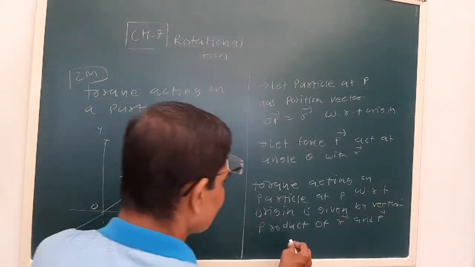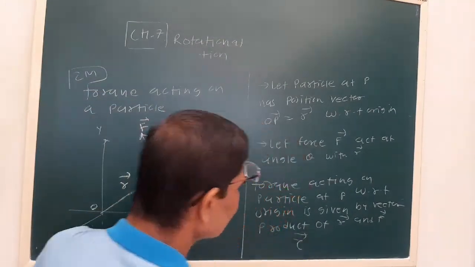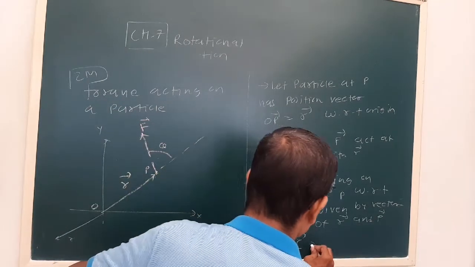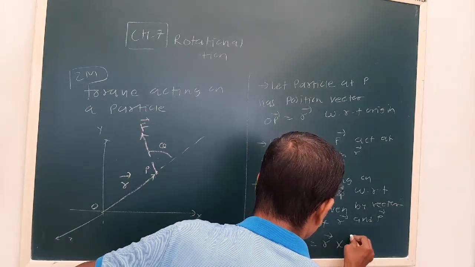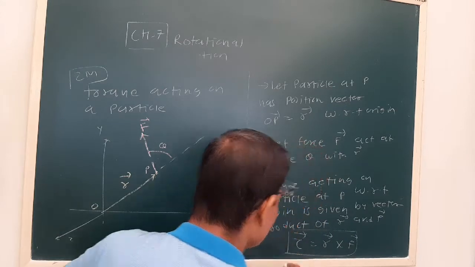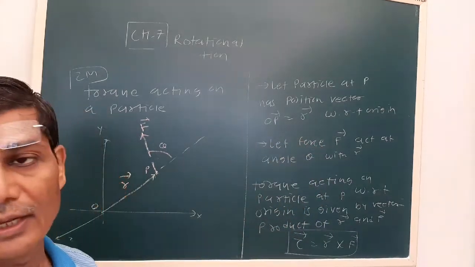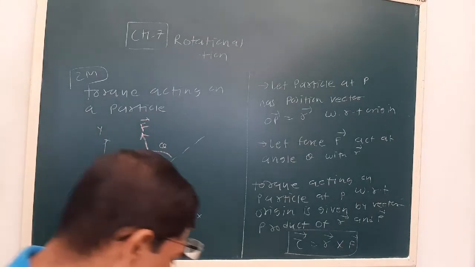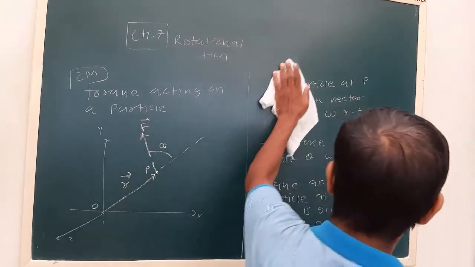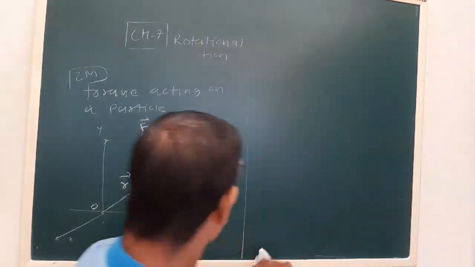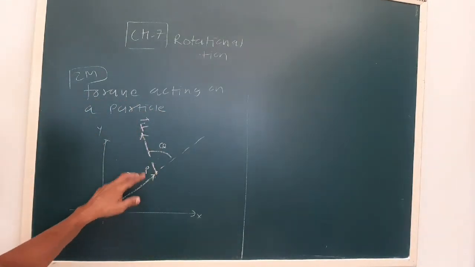Torque has a symbol, the Greek symbol tau. We write it as r cross F. In the book it is mentioned in bold letters, which means we have to assume it is a vector product. So torque is given as r cross F. Now, r is a position vector.